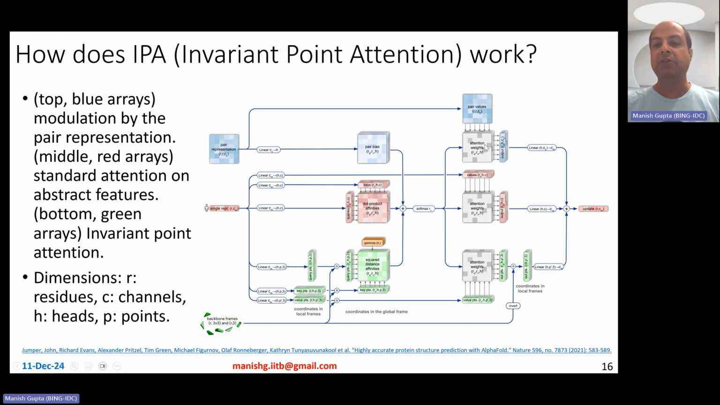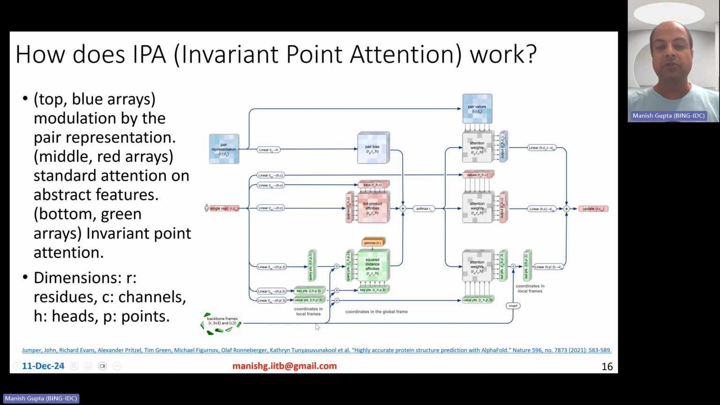So essentially, what you could do is use this to define how much importance this residue should pay to other residues in the sequence, and that is also controlled here in the blue pipeline. Okay.